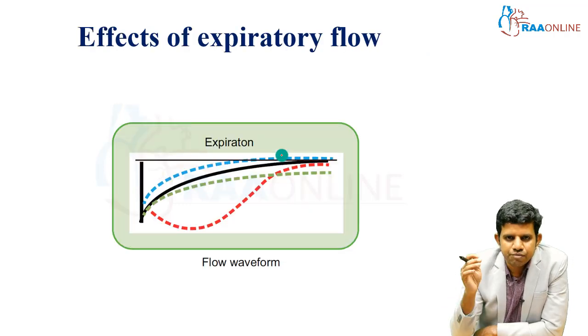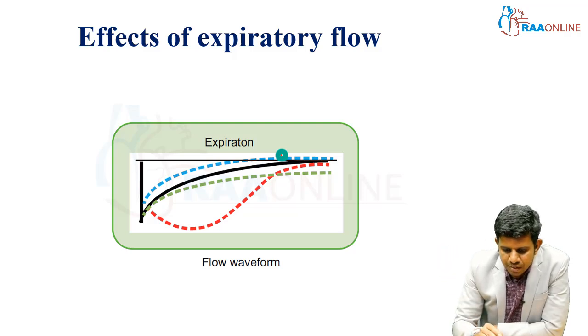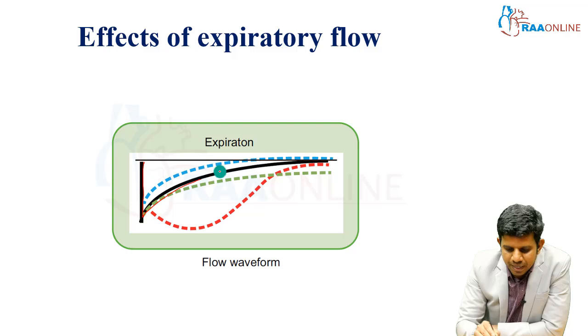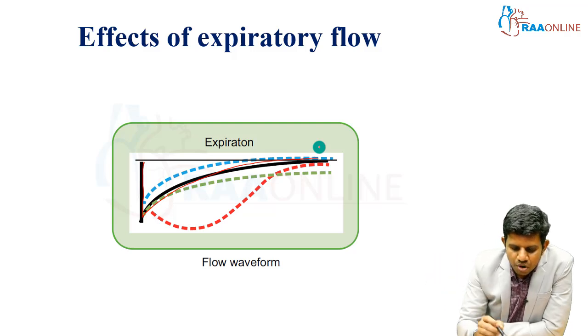So next is the effect of expiratory flow. So what happened to that? All our expiratory flow waveforms are passive, irrespective of pressure control or volume control. Expiration is a passive process, right? So normally your expiration will be an exponential decay based on the time constant. It tries to reach the baseline from the peak level. Okay, normal.